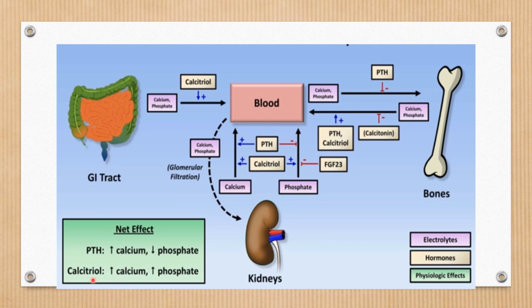The second is calcitriol. It also increases the calcium level in your blood. So how does it do so? First of all, it stimulates the absorption of calcium from your small intestine, and secondly it stimulates the resorption, meaning breakdown, of your bones. So in these two ways it increases your blood level of calcium.